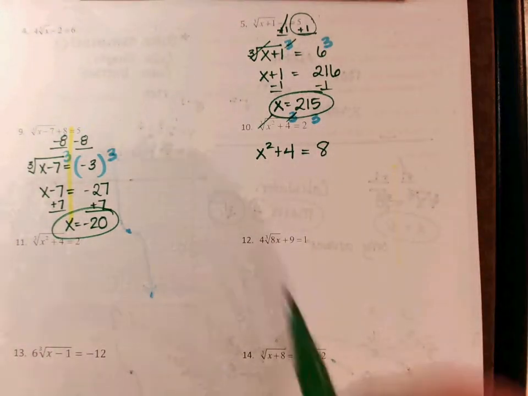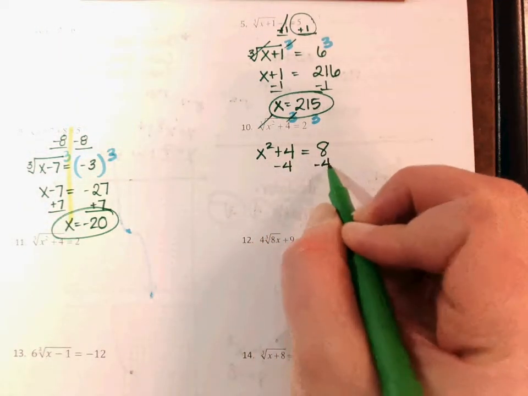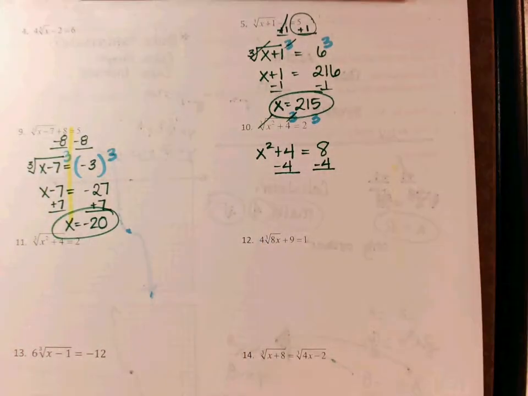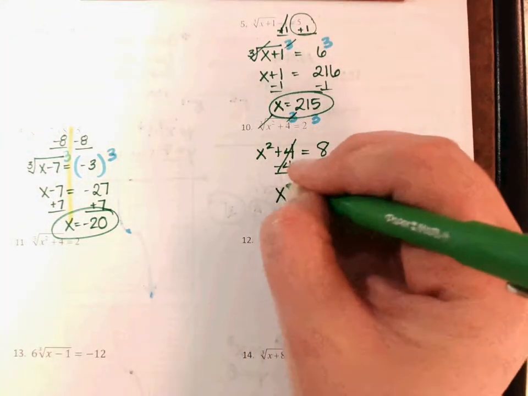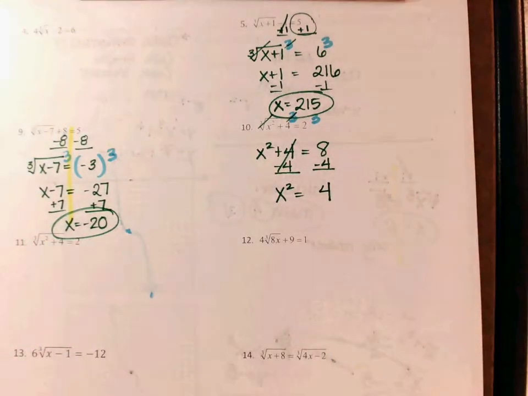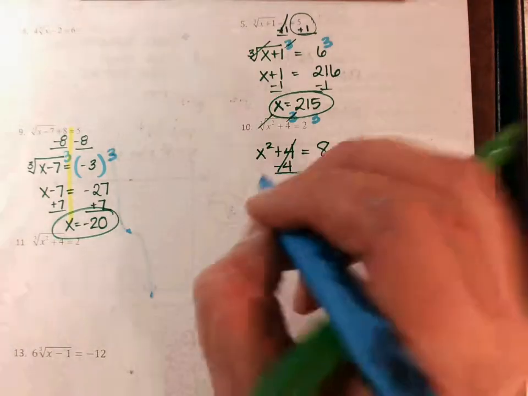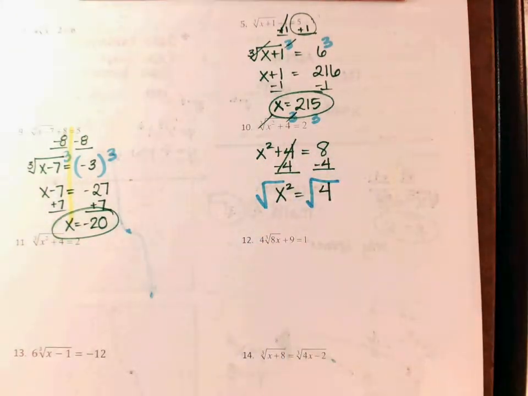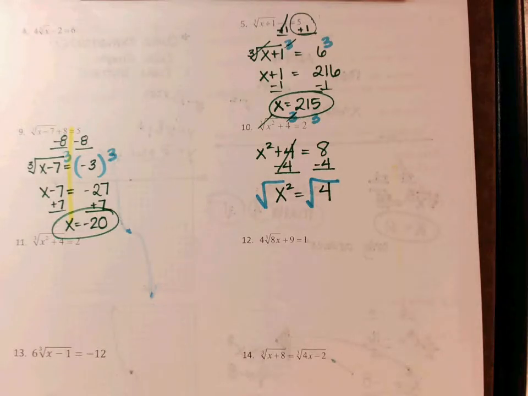Look, minus 4, okay, minus the 4, and then you square root the other side. Okay, so I have x squared equals 8 minus 4 is 4. Okay, then how do I get rid of a square? Square root. That's easy. Good. Okay, and when you square root, you have to get a plus or a minus. Plus or minus.